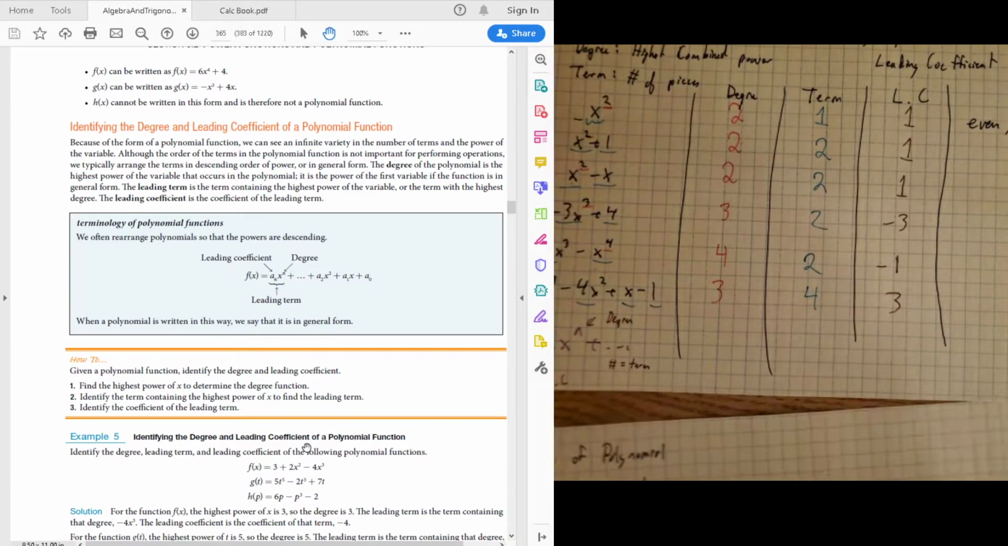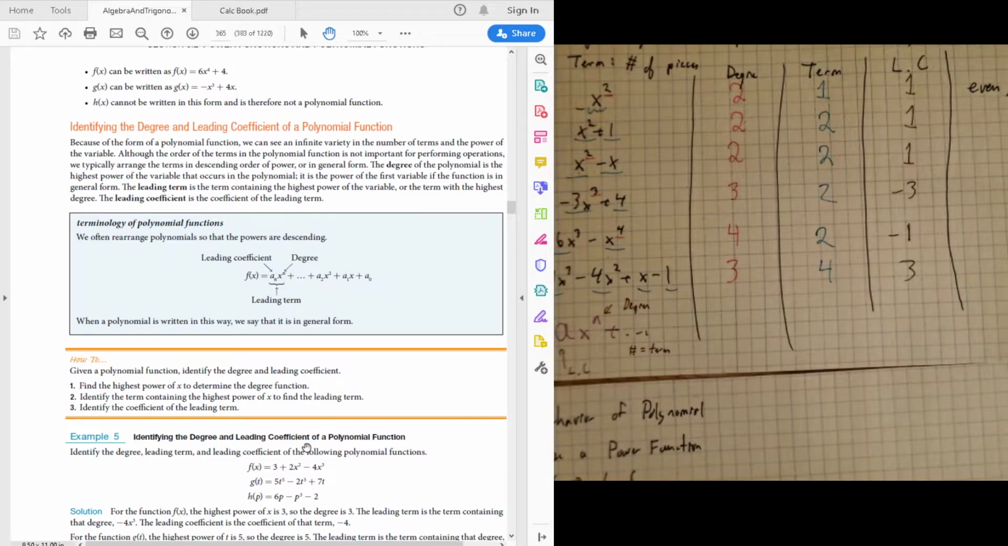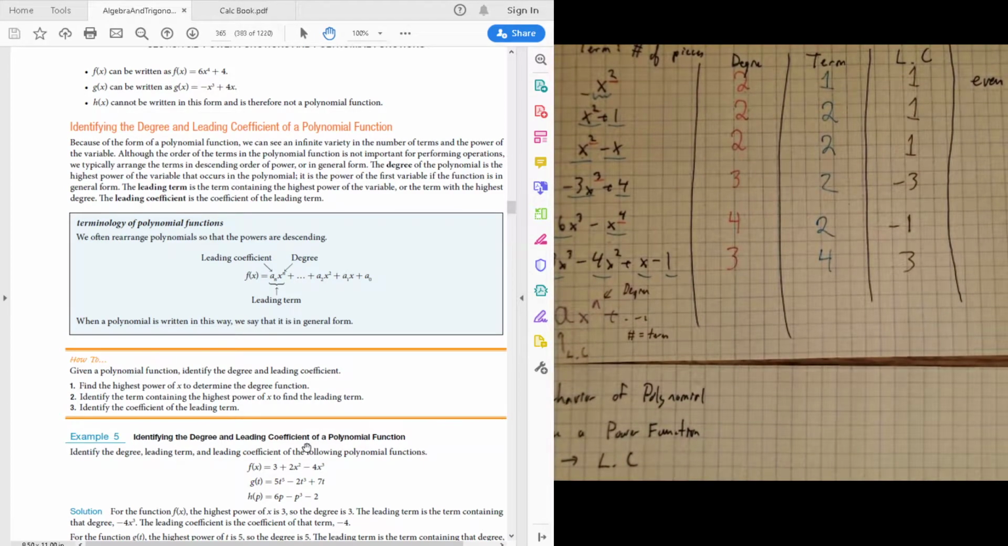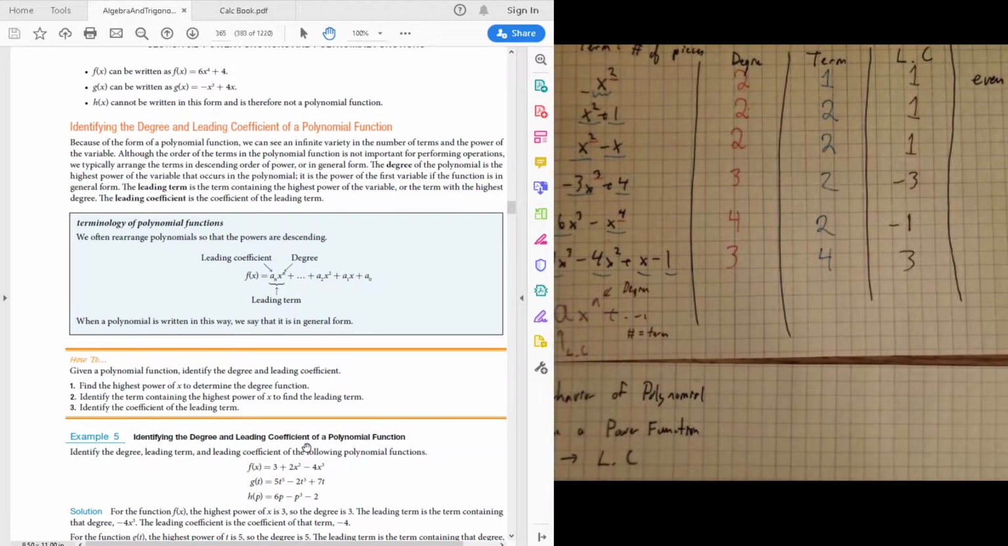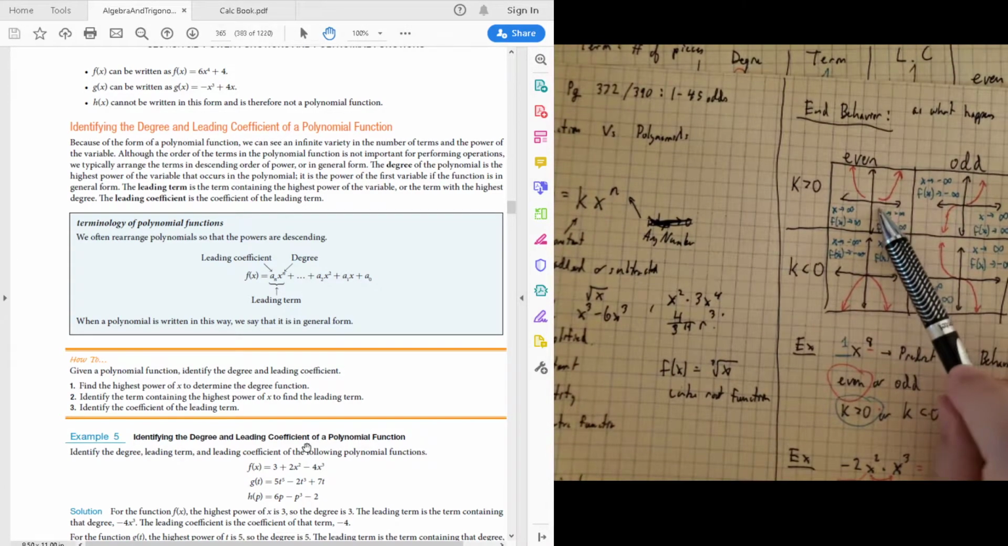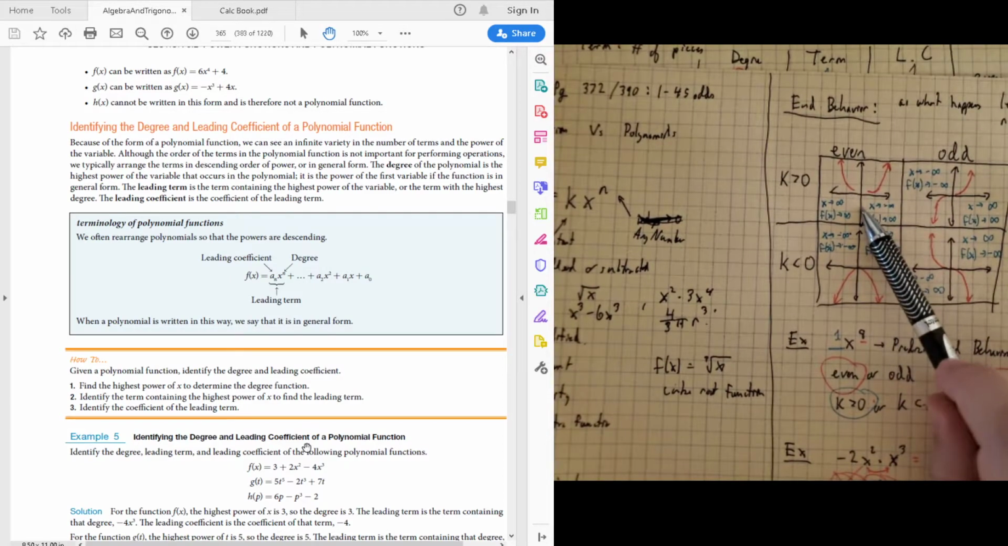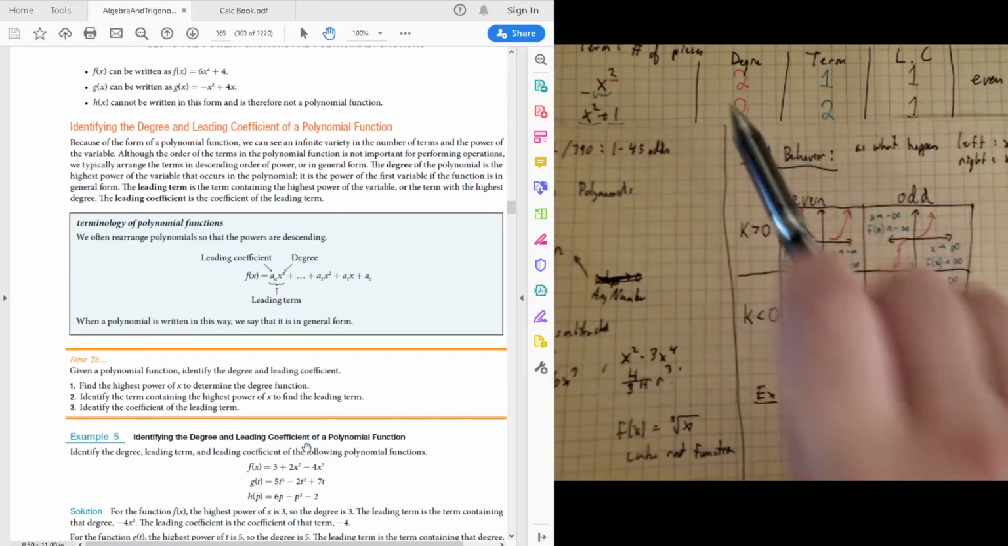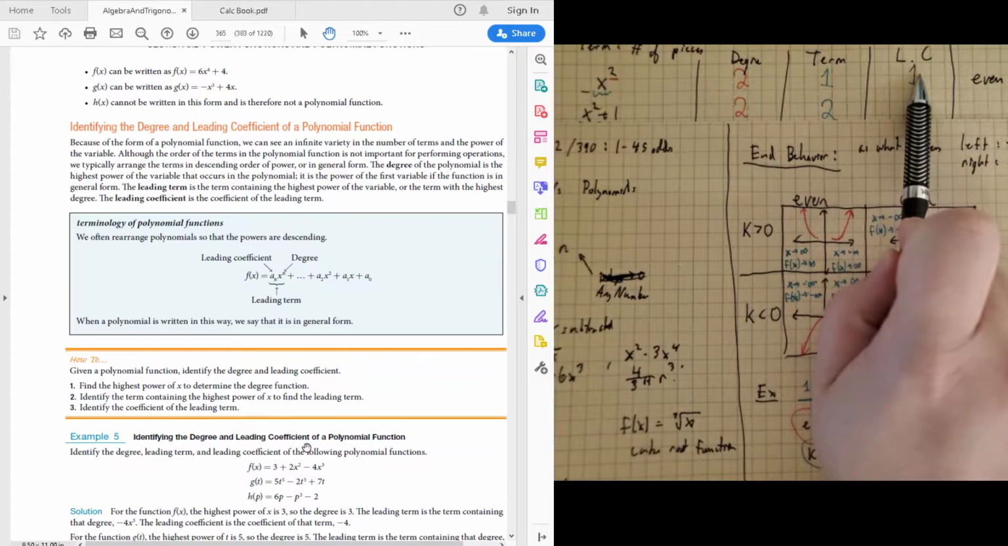According to my notes, if my k is bigger than 0 and I have an even function, well, that would tell me that it's going to be in this first category. So I can write down the end behavior for that function. But notice I only use the degree and the leading coefficient to answer that question.